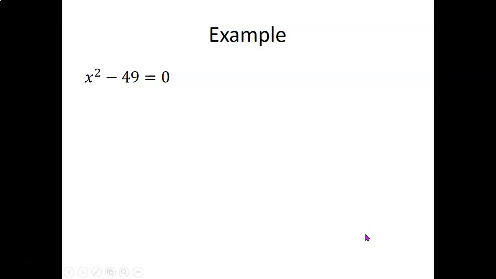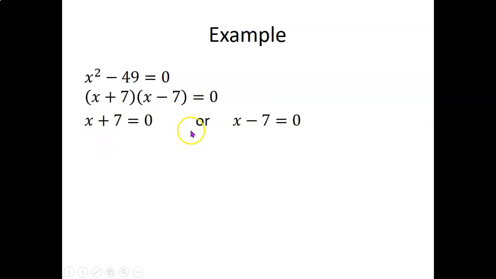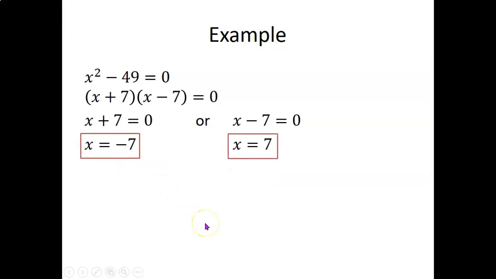How about this one? x squared minus 49 equals 0. So if we're going to solve this by factoring, we have to factor x squared minus 49. It's a difference of two squares, so we can break it up into x plus 7 times x minus 7. So if x plus 7 times x minus 7 equals 0, that means either the x plus 7 has to equal 0, or the x minus 7 has to equal 0. And then solve each of those, we get x equals negative 7, or x equals positive 7. So our solutions are negative 7 and 7.